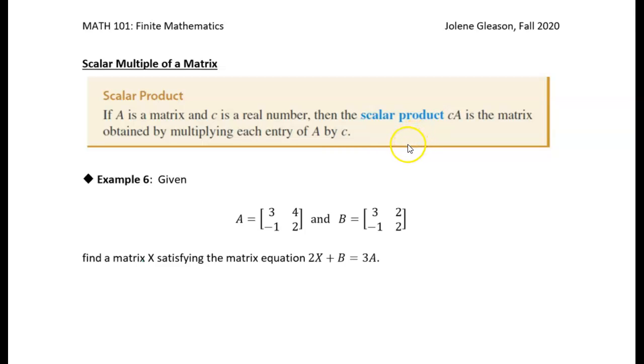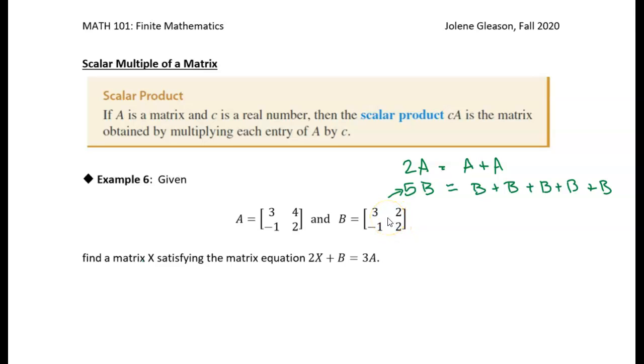So if we have something like 2 times A, it just means A plus A, just like it does with real numbers. If we have 5 times B, that's just the same as B plus B plus B plus B plus B. It's B 5 times. So scalar multiplication is pretty straightforward because all we're going to do is take each element in the matrix and multiply by that scalar, the real number that we're multiplying by.